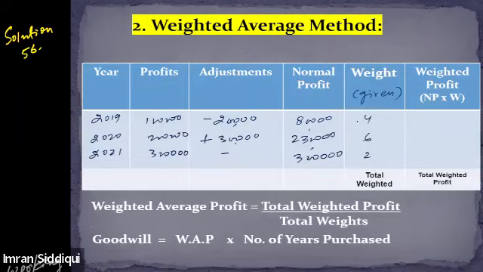And whatever weight is given in the question for different years, you just need to keep that weight in this column and then multiply the normal profit with the weight to determine the weighted profit. Multiplying 80,000 into 4, we will get 3,20,000. This will be considered as the weighted profit. Then 2,30,000 into 6, we will get, let's suppose, 13,80,000. This will be the weighted profit. 2 into 3 lakh will be 6 lakh. This will be the weighted profit. Got it? Is this clear? The calculation till weighted profit is clear to everyone?